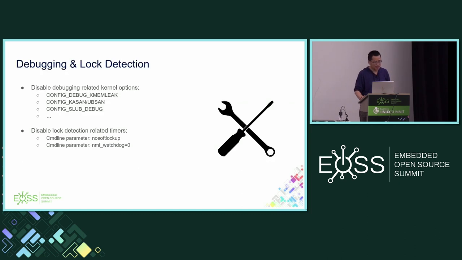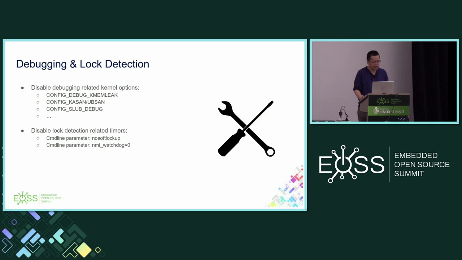Okay, thank you. This is the debug and lock detection part. Disable all debugging and related kernel options, for example kernel debugging, kmemleak, slab debugging. Usually they are enabled by default in a lot of systems. Other kernel options related to debug are KASAN and UBSAN, the kernel address sanitizer and the undefined behavior sanitizer. By the way, these two sanitizers are very useful, powerful tools. We fixed several kernel bugs with these two kernel options. But they slow down the running kernel. So before you run cyclictest or other real-time threads, please disable these debug-related kernel options.